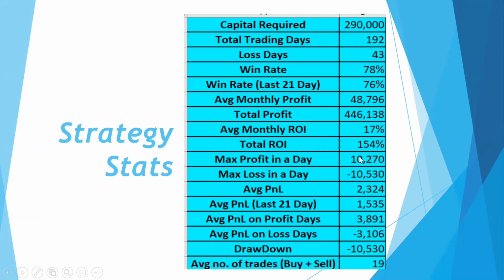Max profit in a day, this strategy has given 10,270 rupees on one particular day. Similarly, the maximum loss the strategy has given is minus 10,530 rupees. I will not talk about maximum profit days. There are many such days with 10,000 or 9,000 profit. I will discuss those in the Zerodha chart and other statistics figures I have. I'll discuss the lost days.